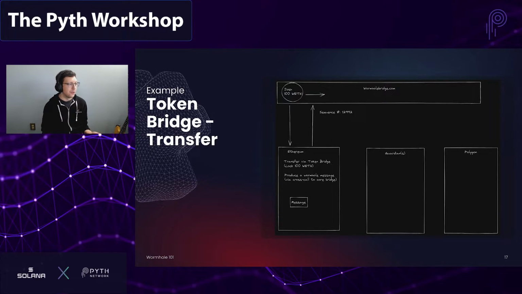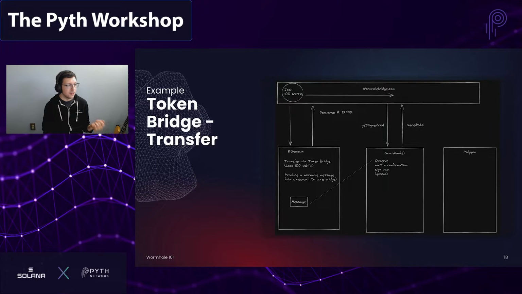It would lock 100 WETH for them and produce a Wormhole message. That message is observed by the Guardians. The Guardians weight those confirmations. In this case, it'd be 15 confirmations, and then sign a VAA and gossip to all the other 19 Guardians. Once it's accumulated enough signatures, in this case, Josh using wormholebridge.com will get that signed VAA back from the Guardians.